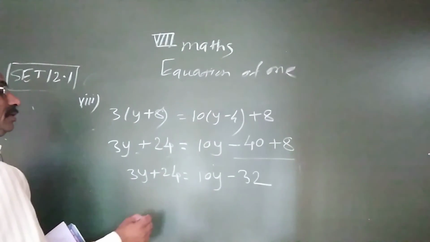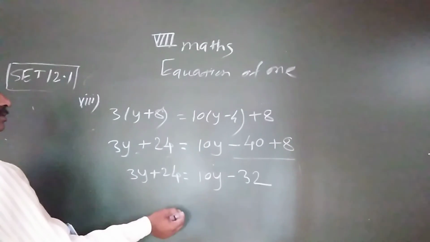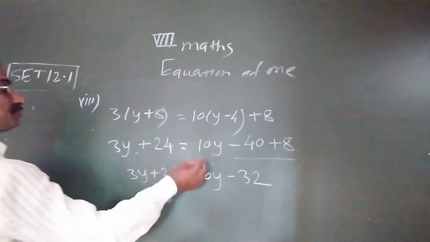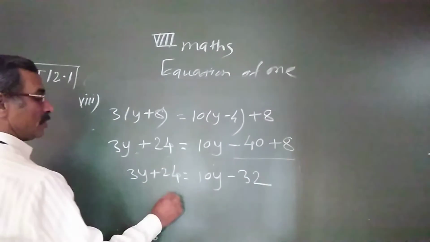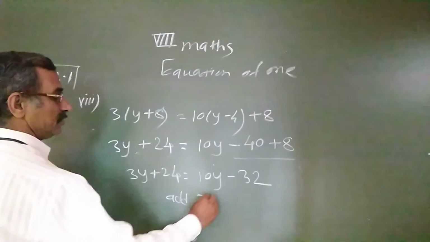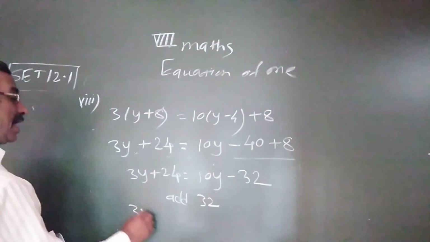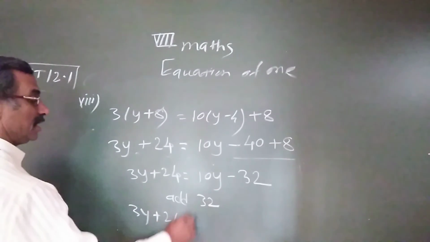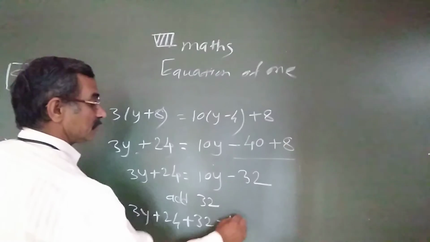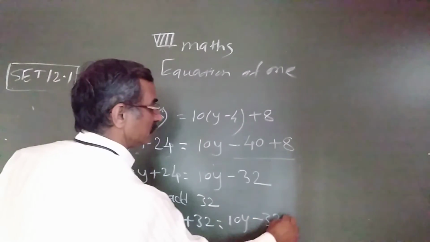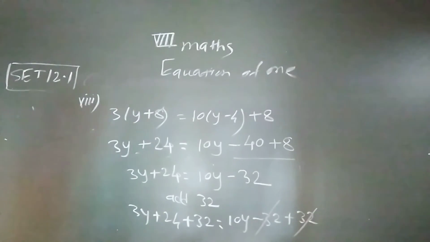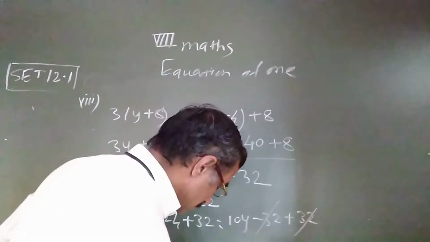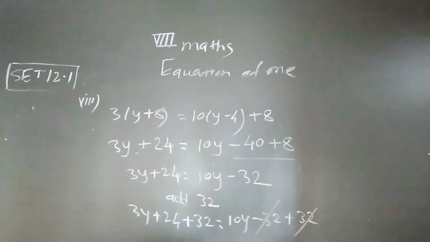Then we want to find the other value. So we eliminate here minus 32. So add 32 on both sides. So 3y plus 24 plus 32 is equal to 10y minus 32 plus 32. Minus 32 plus 32 gets cancelled. The value is 0.